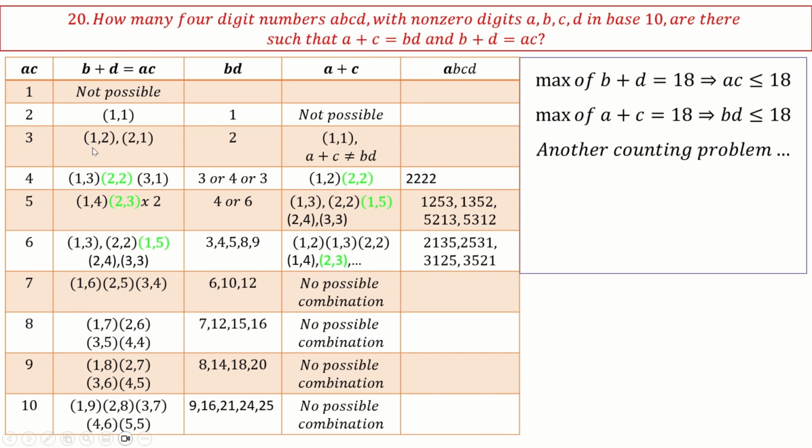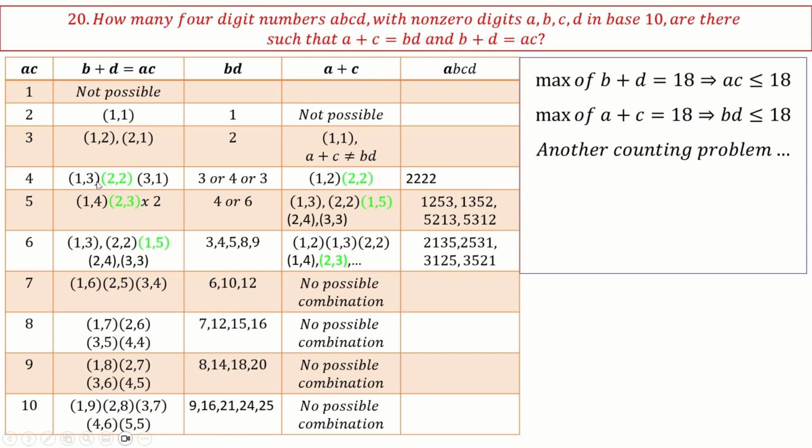AC equal to 3, if I take, I have B comma D possibilities 1 comma 2 and 2 comma 1. And BD should be equal to 1 into 2 or 2 into 1, which is both ways 2. Now my AC should be 1 comma 1. In that case 1 plus 1 should be equal to BD, right? 1 plus 1 will be equal to 2, but it is not equal to AC, which is 3. It should be 3 actually. So it's not possible here. So this is also not a possible solution.